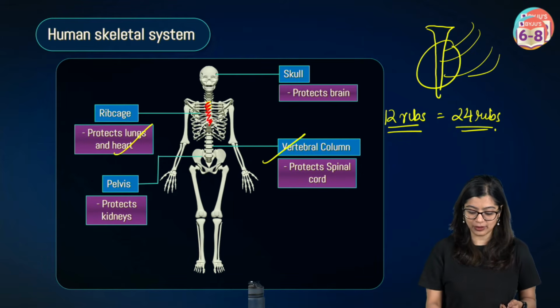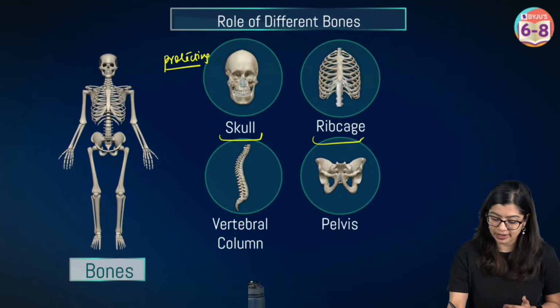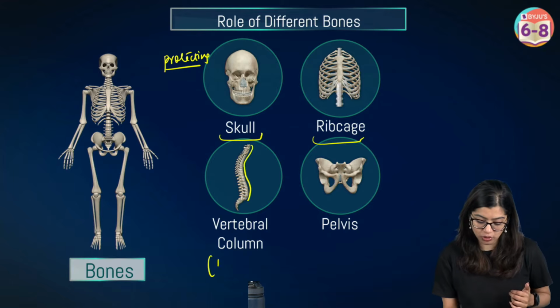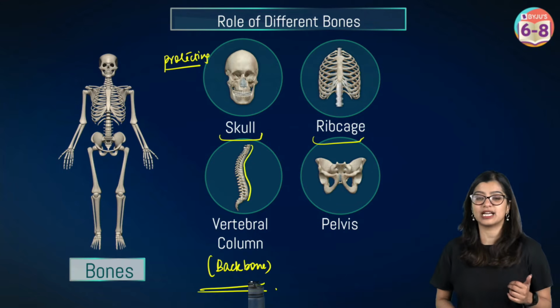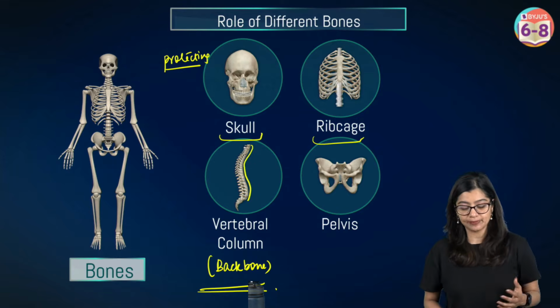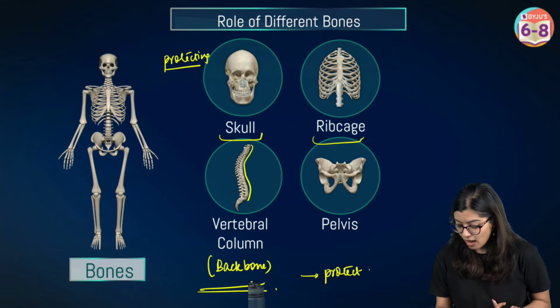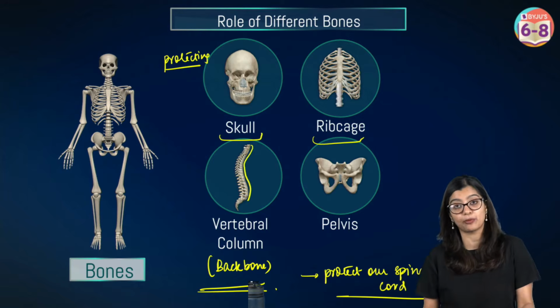Next up, of course, we have the vertebral column. So as you see, if I were to go back, the vertebral column has a slightly curved appearance, which is also commonly known as your backbone. Now the vertebral column has many functions. The primary function, of course, is to protect our spinal cord. Our spinal cord is an important part of our nervous system, and the vertebral column protects it.